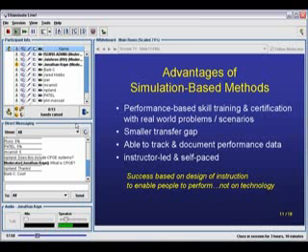We really want people to train the way that they behave in the real world, the way they really apply themselves to real equipment and real situations. And by using simulation-based methods, there's a smaller transfer gap.